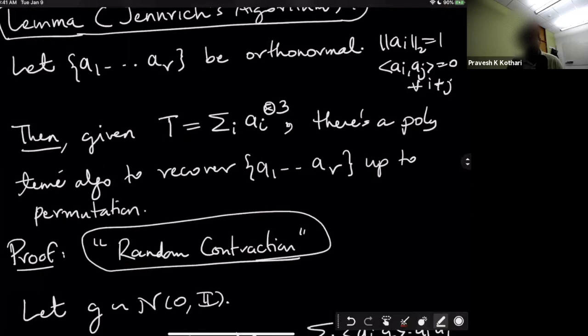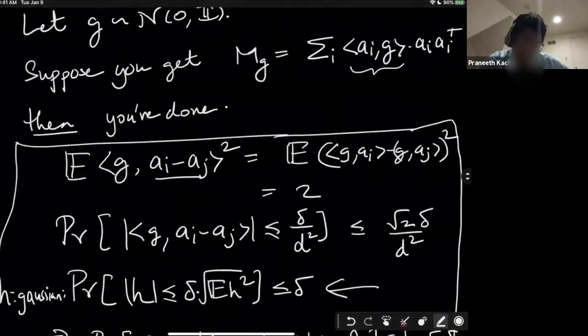Really it's correct, the theorem, because I did not write up to permutation. But I guess that's implicit. Good, very good. More questions?